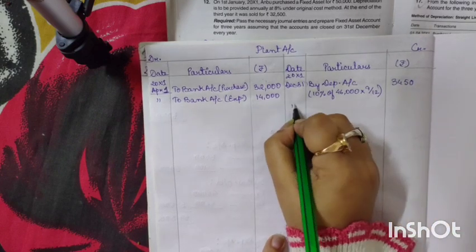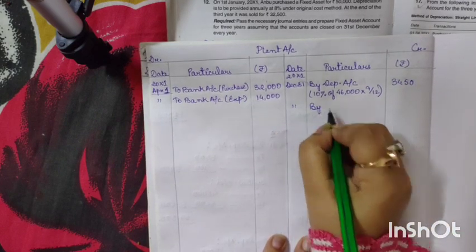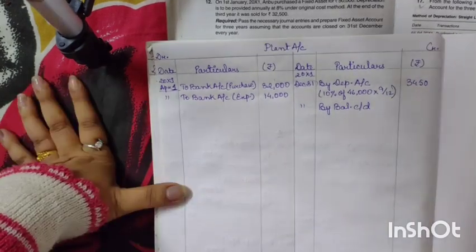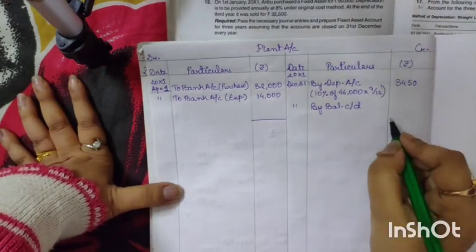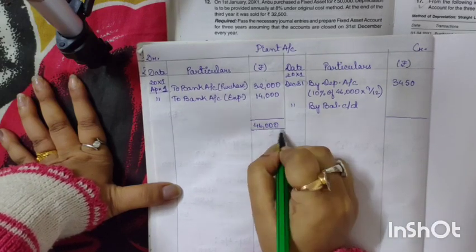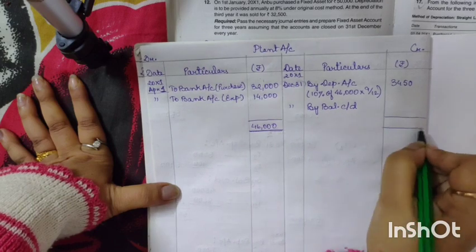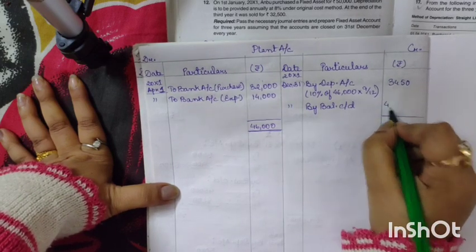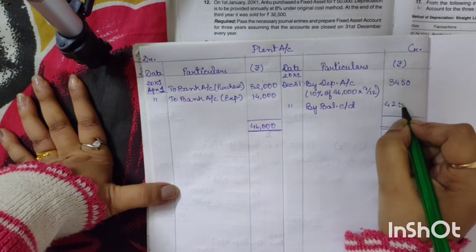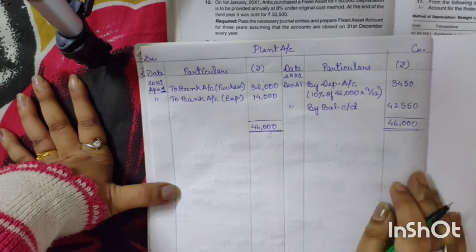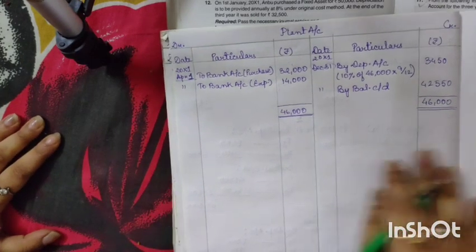So if we calculate it, in the first year depreciation will be 3,450. Now by balance carried down. So here the total was 46,000. The total cost of the plant was 46,000. So from 46,000, if we deduct 3,450, we will get 42,550, and it will make 46,000 on both sides. Okay. Now coming to the next year, 2002.